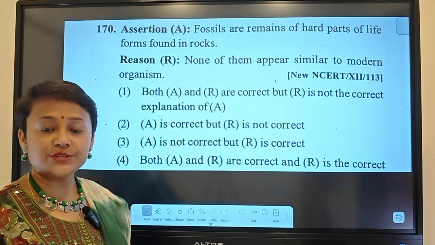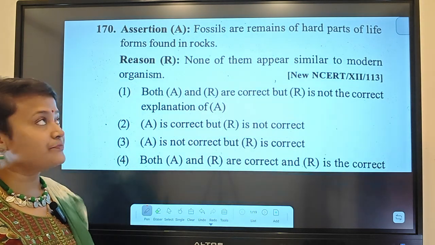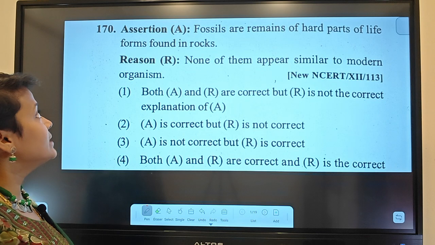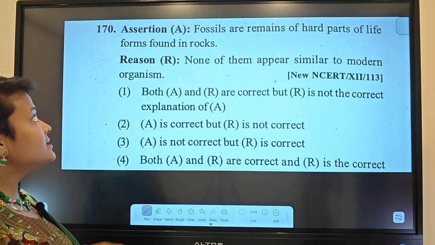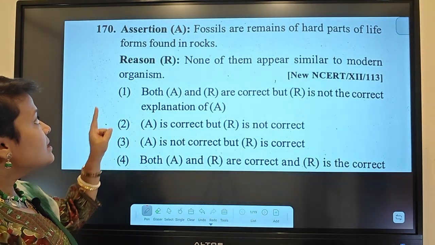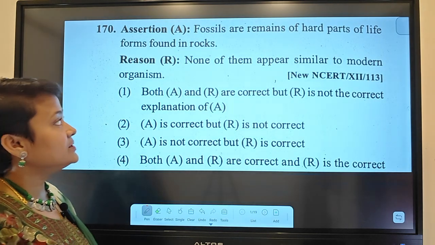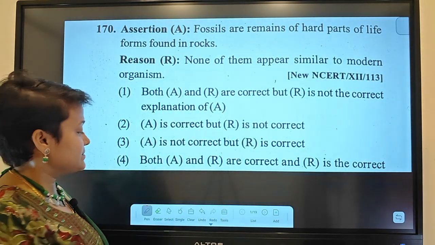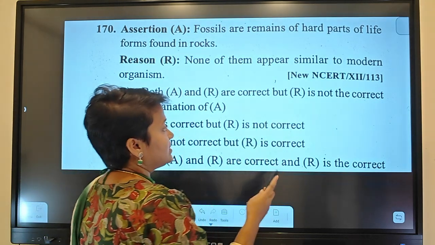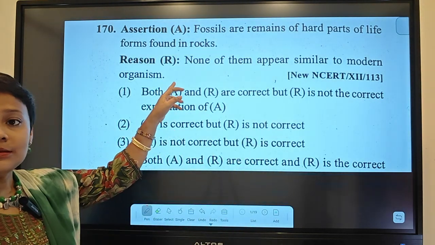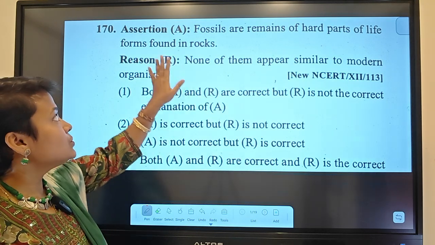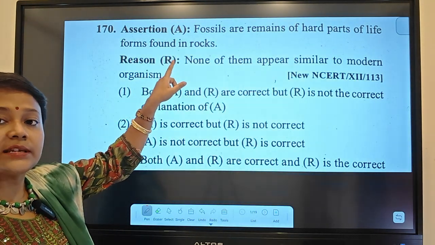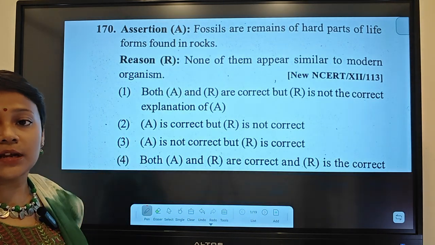So here, the first question is about fossils. The assertion is given like that: fossils are remnants or remains of hard parts of life forms found in rocks. And the reason given is: none of them appear similar to the modern organism. So here, first of all, this reason will not be correct for the assertion, right? But we have to check whether both the statements are correct or not.